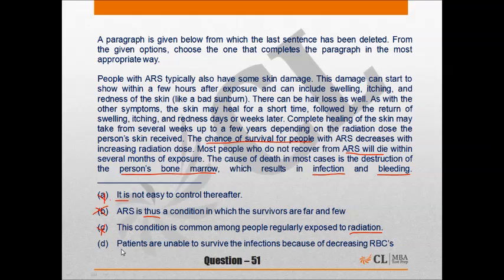Option D says patients are unable to survive the infections because of the decreasing RBCs. Here, the infection refers to the infection mentioned in the second last line of this paragraph. It says that the cause of death in most cases is the destruction of the person's bone marrow, which results in infection and bleeding. And this idea can be carried forward by option D, which states that this infection leads to a person's death because of decreasing RBCs in a person's body. So it makes complete sense, and hence is the correct answer.